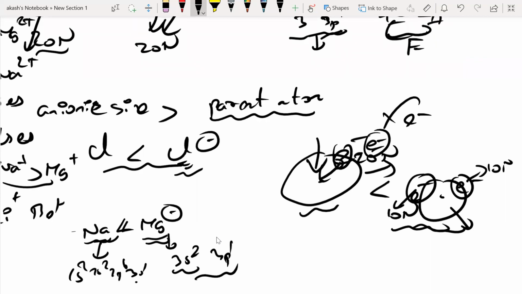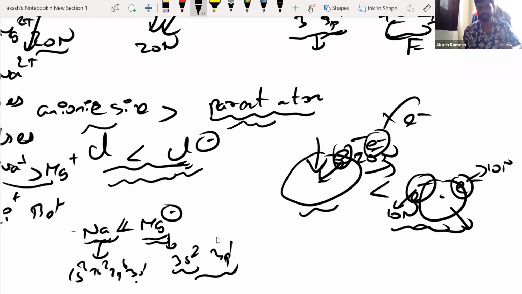So I hope everybody understood how the anionic size is greater than the parent atom. It's very simple. 20 Newton here, now 20 Newton becomes distributed into 10 Newton each. The electron goes away. Very, very simple. So the anionic size is always greater.